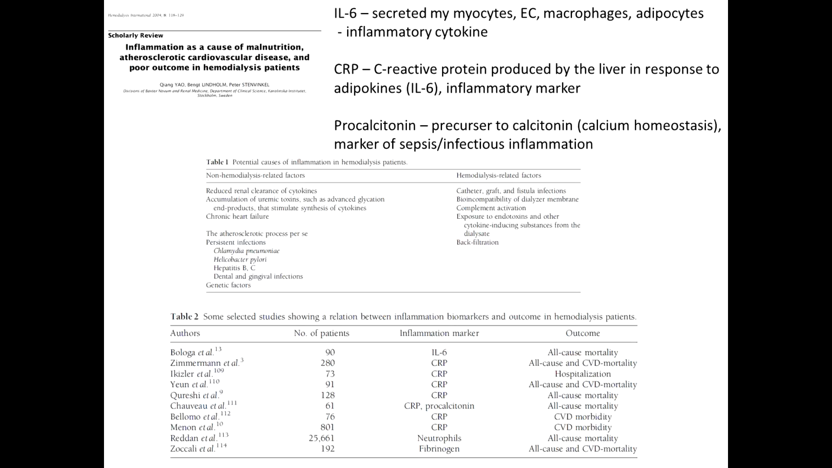Please try not to think about calcium as just something for your bones. It is one of the most important signaling molecules in your body for everything. But when it is increased, it's a marker of sepsis or infectious inflammation. So you can see that dialysis was correlated to IL-6, CRP, procalcitonin, and fibrinogen. Most of you should know what fibrinogen is, neutrophils, and all of them had an increased mortality, most of them due to cardiovascular disease.